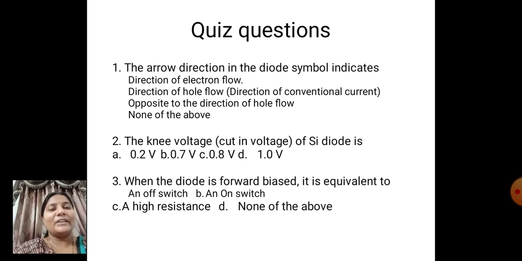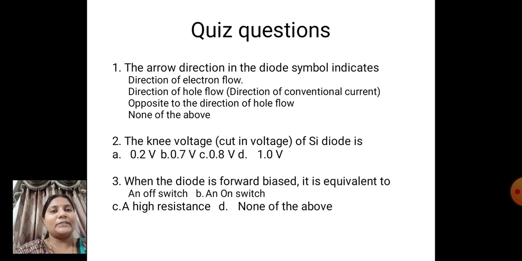The flow of current is always opposite to the electron flow, and the flow of current is always in the same direction as hole flow. I repeat, the holes and current will flow in the same direction, and the electrons and current flow in opposite directions. Clear? Please give the answer in the comment section.